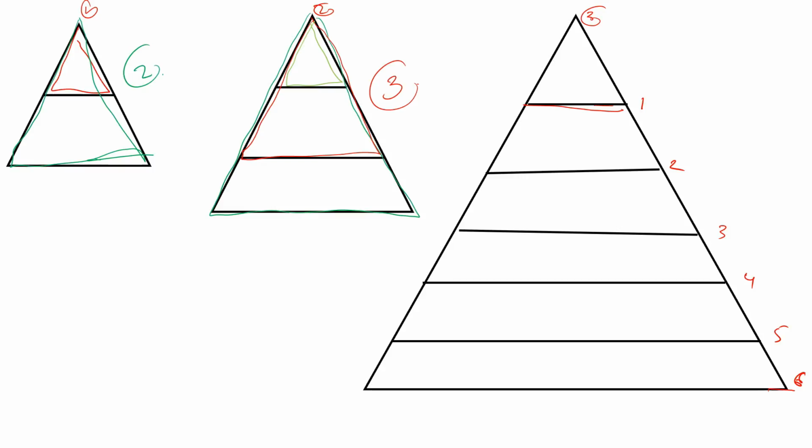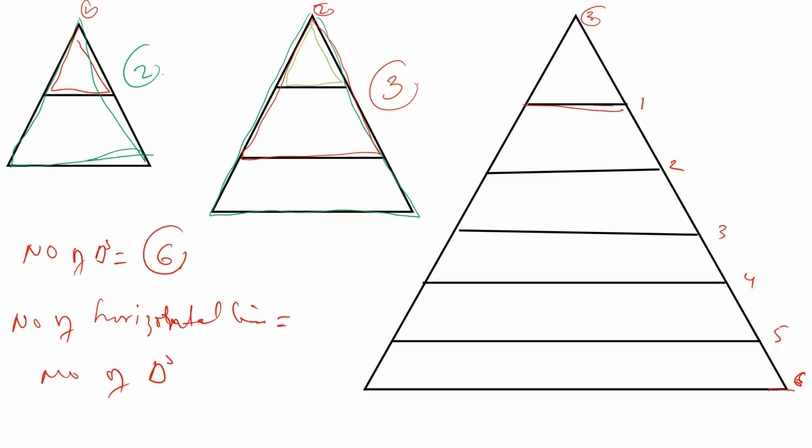So that is the trick for counting the number of triangles when the figure is like this. We have to count the number of horizontal lines. The total number of horizontal lines is equal to the number of triangles. So in figure number 3, the number of triangles is equal to 6. Our trick is: number of horizontal lines equals number of triangles. This is the trick for counting triangles in this type of figure.